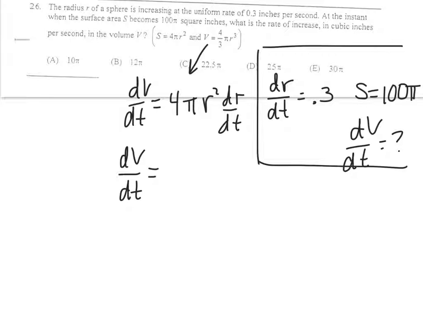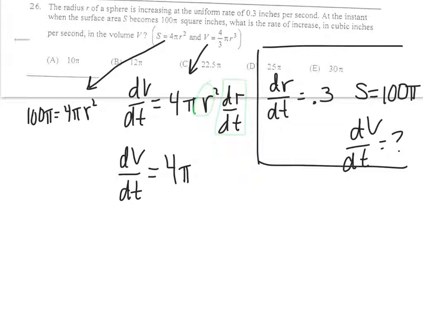That's what I want to figure out, so that's fine. That's my variable. I want to figure out 4 pi r. I do not know. At this particular time, I don't have a value for r. I have dr/dt, so that's good. I got to figure out r. Okay, we can figure that out. They give us this other equation that we can use. Surface area. I can put 100 pi in there equals 4 pi r squared.